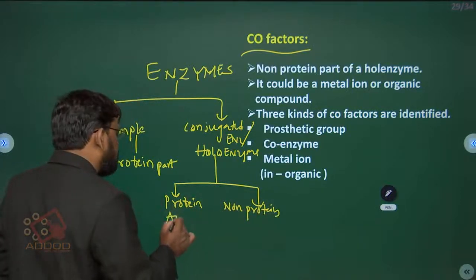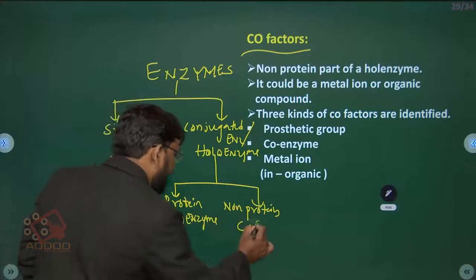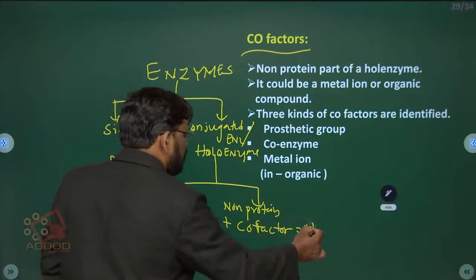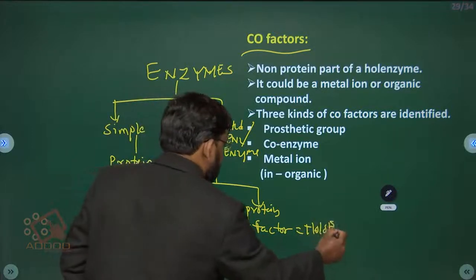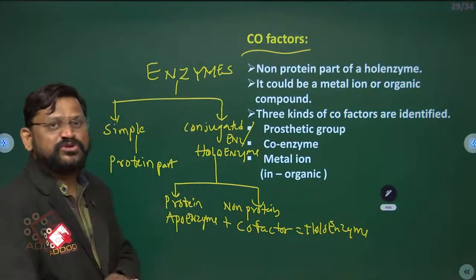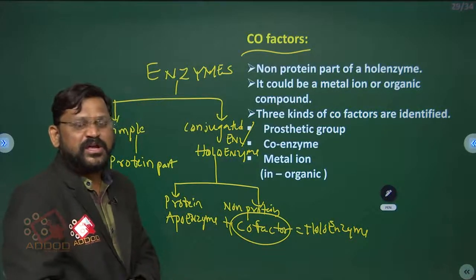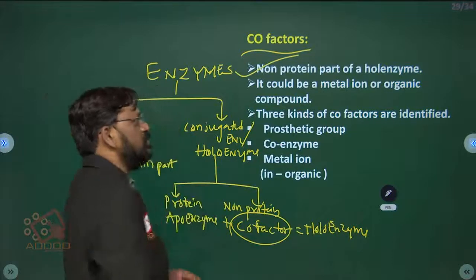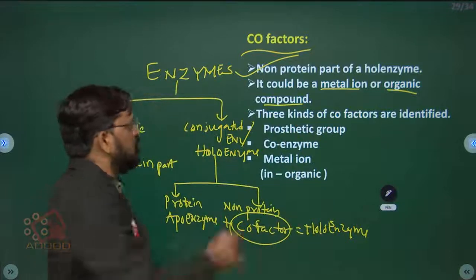Protein part is called apoenzyme. Non-protein part is called cofactor. Simply speaking, apoenzyme plus cofactor is equal to holoenzyme or conjugated enzyme. So in this, for the enzyme to show its activity, the most crucial role is played by the cofactor. So the cofactor plays a very important role in enzyme activity. Let us see what that cofactor is. The cofactor is nothing but the non-protein part of the holoenzyme, and the cofactor may be a metal ion or any organic compound. There are three types of cofactors.